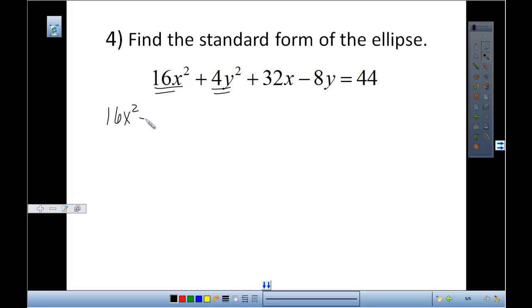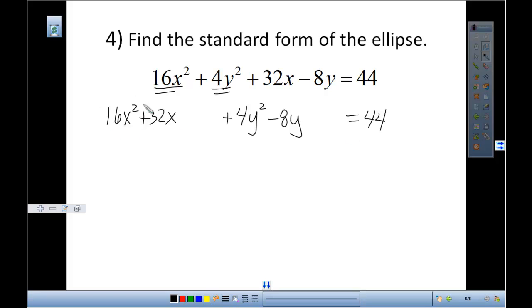And that is, let's group our x terms and our y terms together. And if I have anything that does not have an x or y on it, we want to make sure we move it to the other side. In this case, we already have our 44 over here. So I could divide everything by 4, and that's fine. That would actually get rid of a lot of the values that we need to worry about.